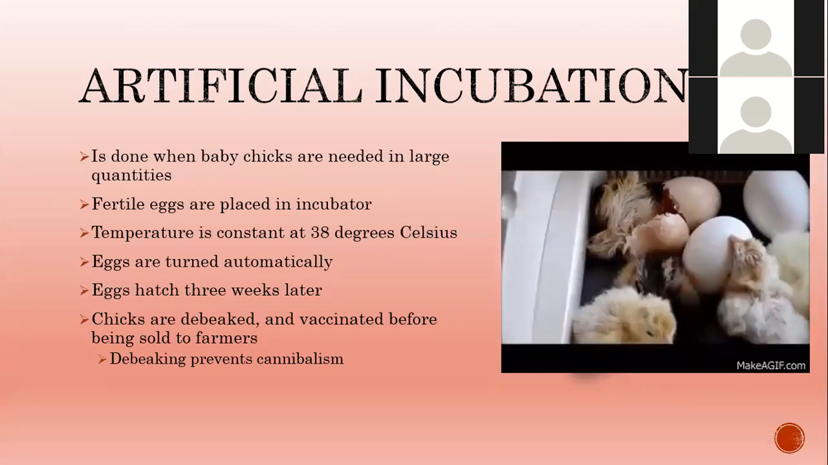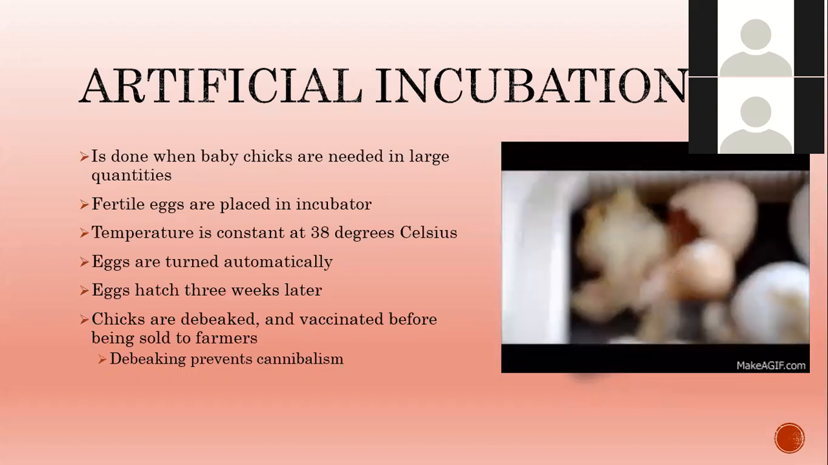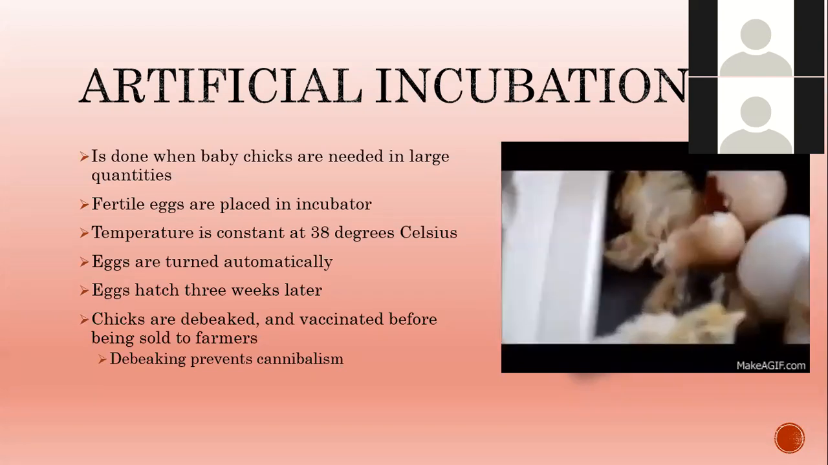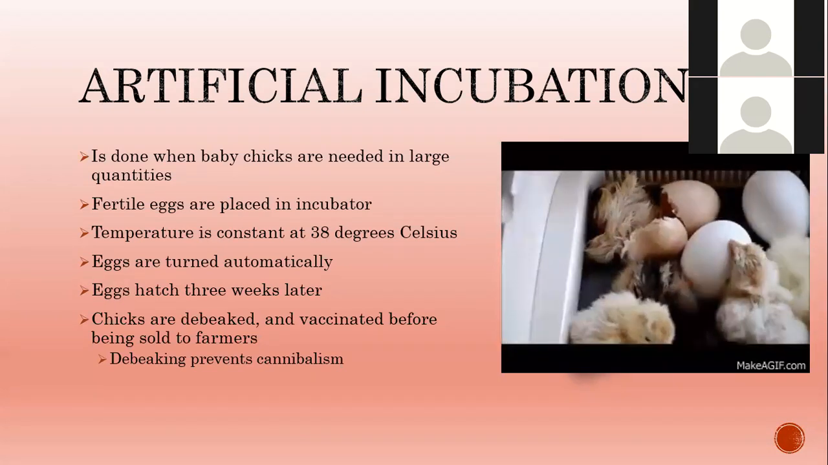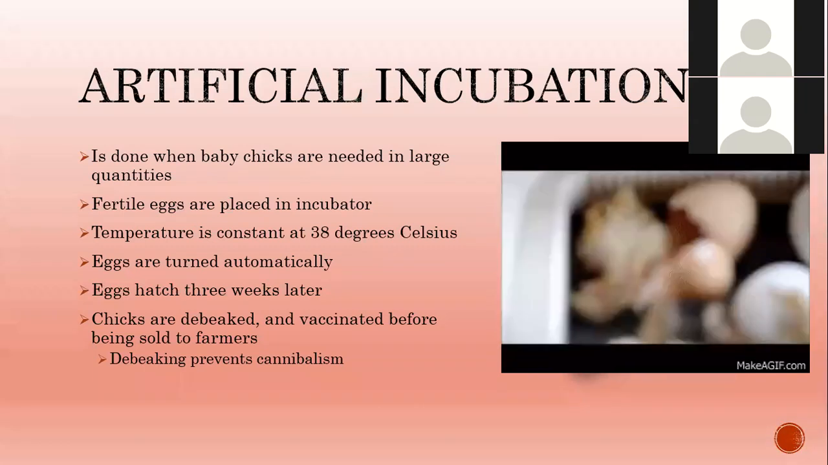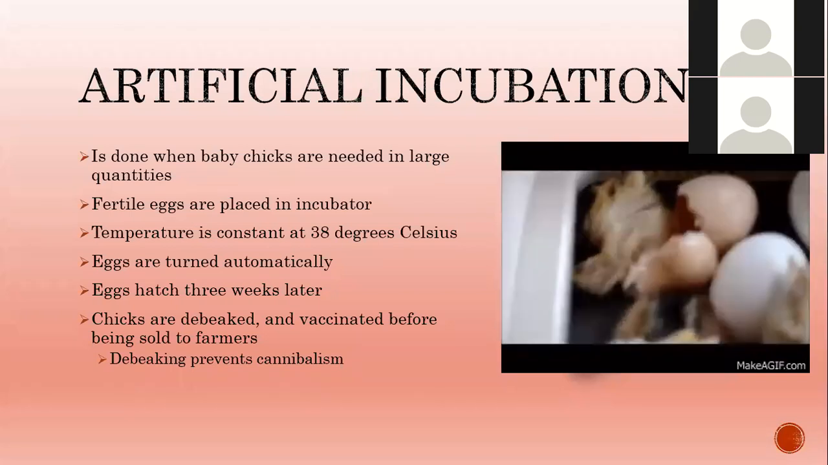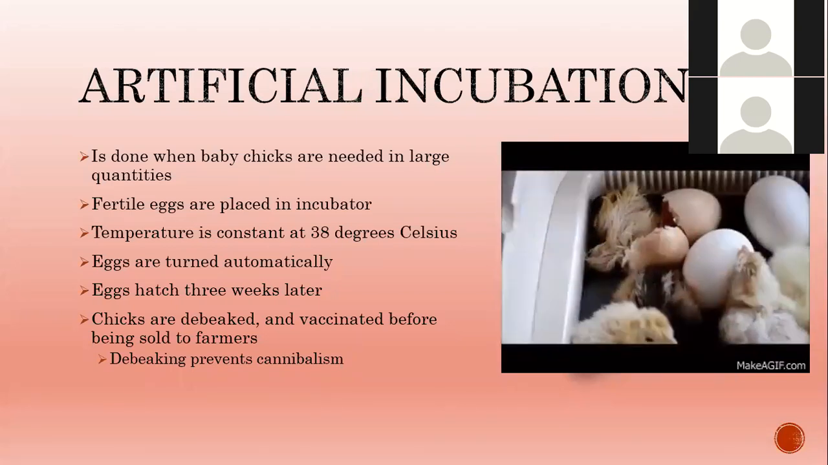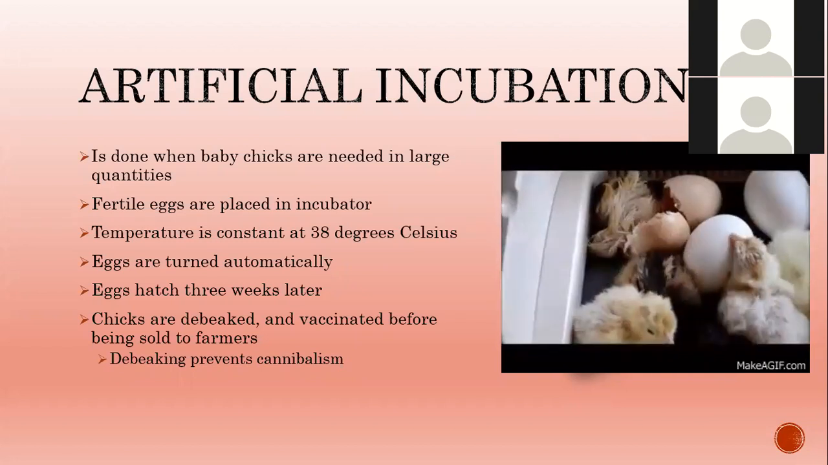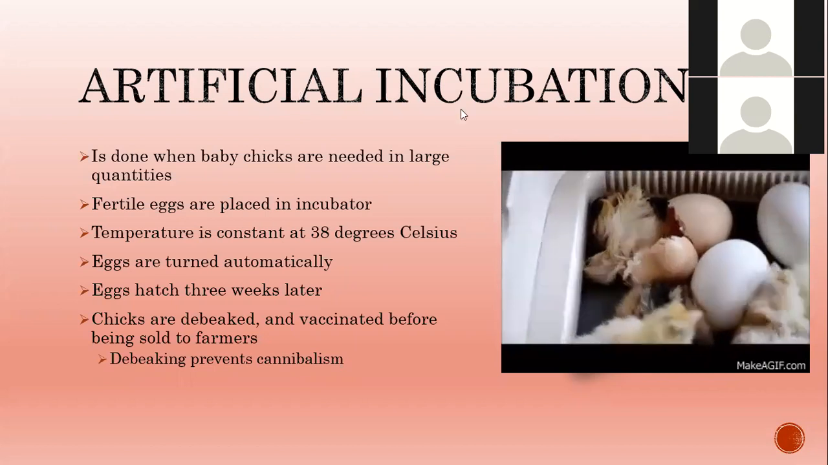And the reason for debeaking these baby chicks is that as they grow, especially if the temperature is high in the surroundings, some of these baby chicks will pick at or attack other baby chicks with their beaks. And that's called cannibalism. They will pick on the feathers of the other baby chicks. And they may cause bleeding, they may cause injury. And if the injury is too much, it can cause death to the baby chicks. So that's why debeaking would prevent this from happening.